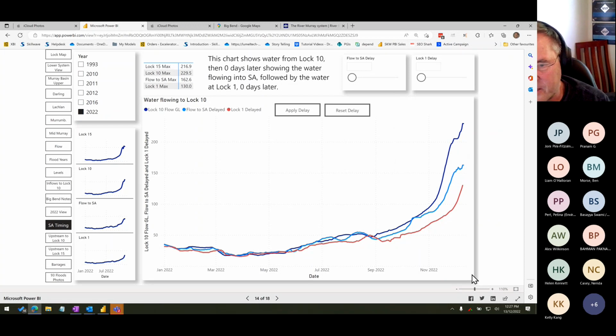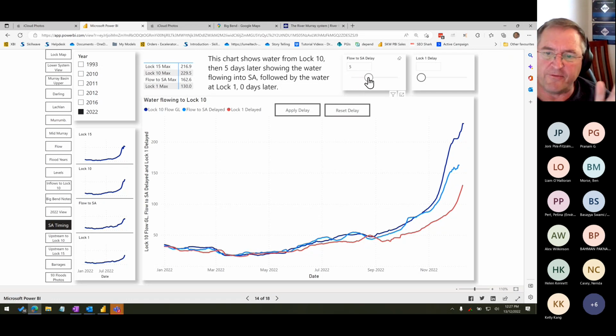But it's a bit hard to tell when you look at these three lines overlaid how long it takes for the water to flow downstream. So what I've done here is I've created these little sliders, which are basically time intelligence adjustment tools. What I'm able to do here is drag the light blue line to the left.